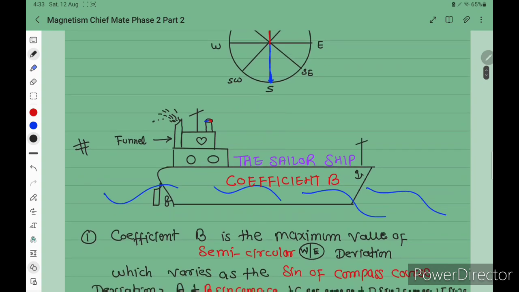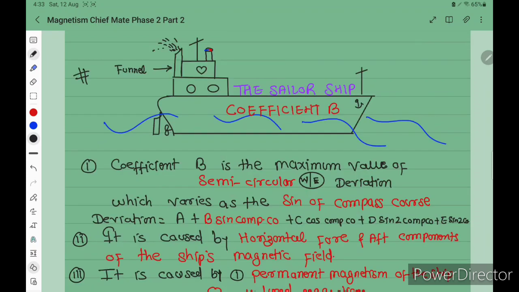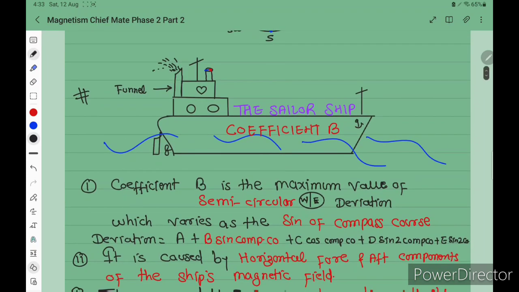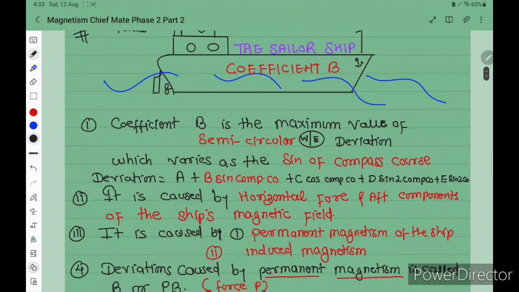Now we are going to discuss coefficient B, which is very important. Coefficient B is the maximum value of semicircular deviation, which varies as the sine of the compass course. If you remember the formula, deviation is equal to A plus B sine compass course plus C cos compass course plus D sine 2 compass course plus E cos 2 compass course.